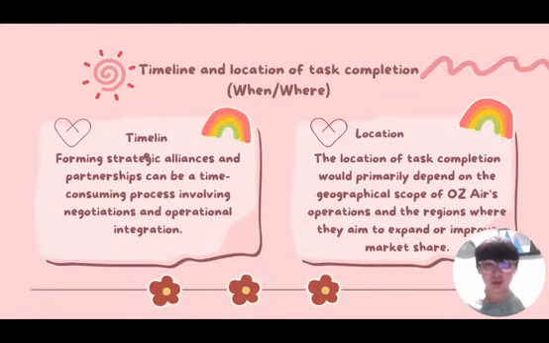For timeline, forming strategic alliances and partnerships can be a time-consuming process involving negotiations and operational integration. For location, the location of task completion would primarily depend on the geographical scope of OZ Air's operations and the regions where they aim to expand or improve market share.